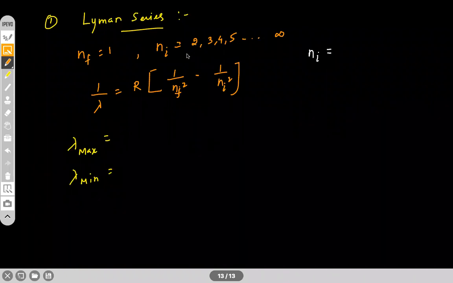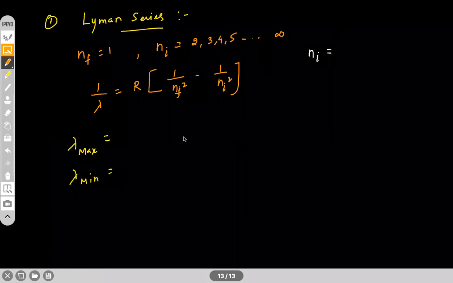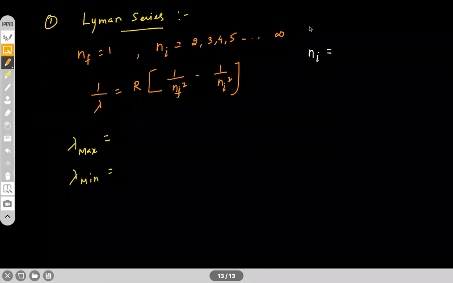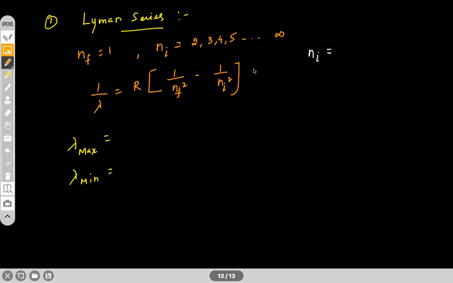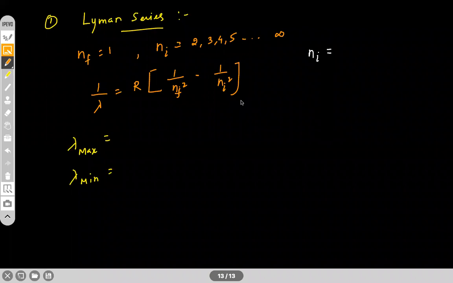Now you see. Suppose we have to get the maximum wavelength, correct? We'll start from this side. If lambda is maximum, can we say 1 by lambda is minimum in that case? Yes. For maximum wavelength, 1 by lambda is minimum. 1 by lambda is minimum means this entire expression should be minimum. To make this minimum, we have to subtract the maximum value here, means 1 by NI should be maximum. 1 by NI will be maximum when NI will be minimum. Hence, the possible value of NI is what? 2.